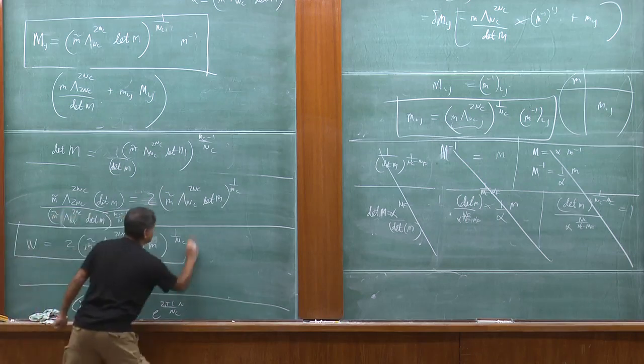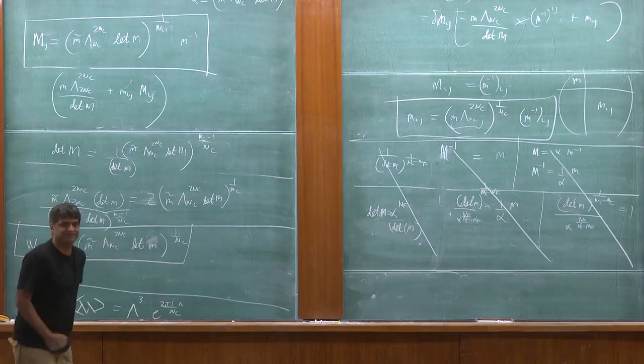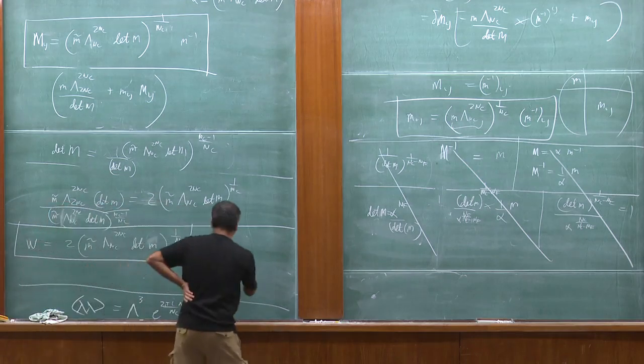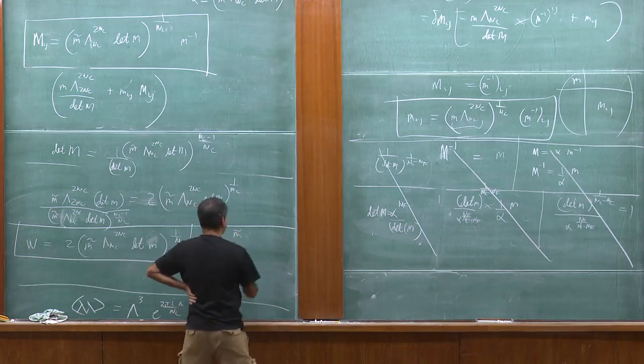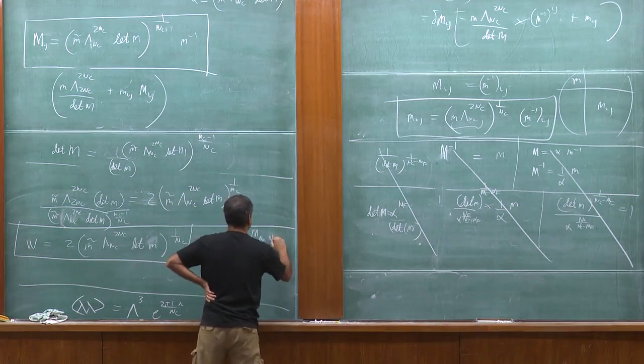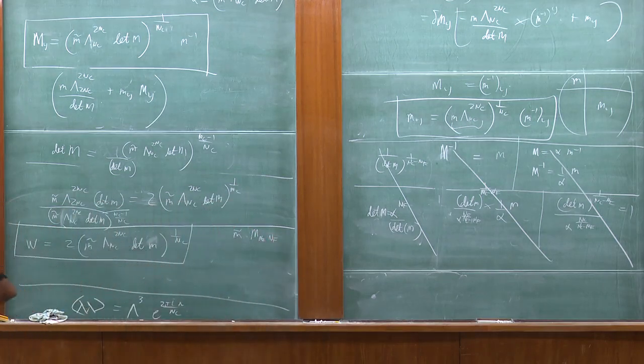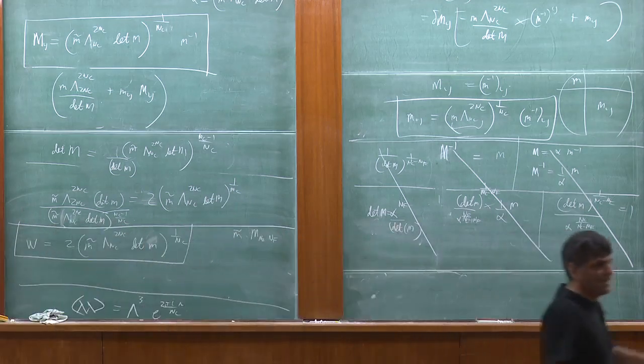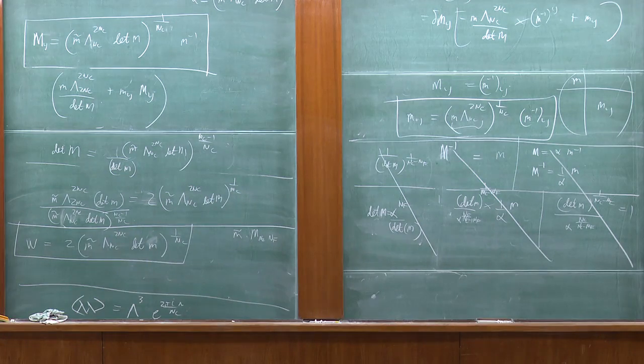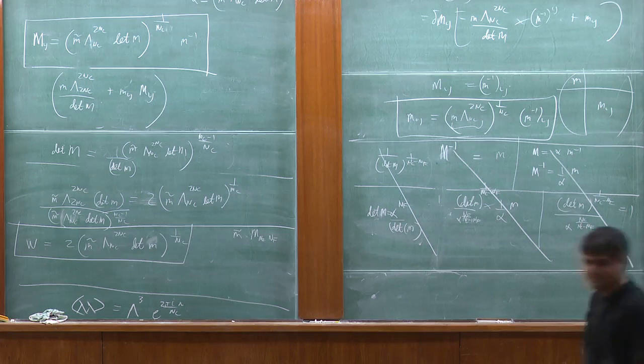But in the UV theory, we know that the superpotential was just M tilde times M nf nf. So the value of the superpotential in the UV theory was M tilde M nf nf. But we've calculated what the value of the superpotential is in the IR theory. These two should be the same. Okay, and so this gives us a formula for what M nf nf is.